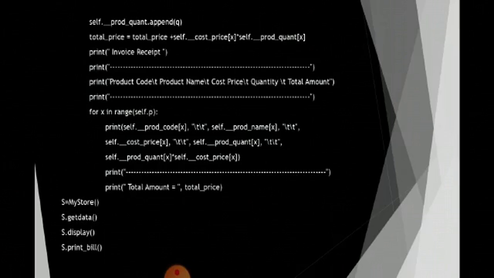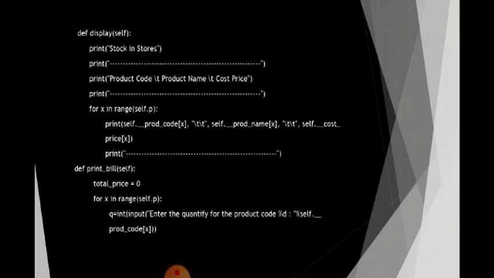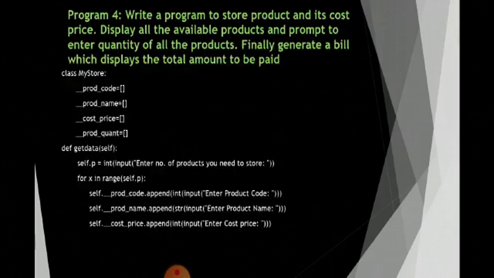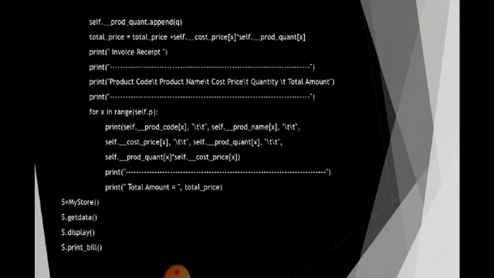Okay, s dot get data, and then the next function, s dot display. Once the control reaches s dot get data, the control transfers to the function get data and processes all the statements. After the completion of that function, the control again transfers to the calling function, and then it goes to the next function, s dot display.